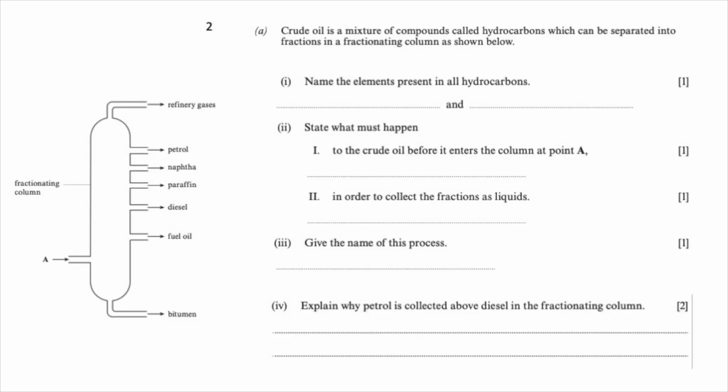So here's question 2. The question is asking you to name the elements present in all hydrocarbons. It's then asking you to state what happens to the crude oil before it enters the column at point A. It also says to state what must happen in order to collect the fractions as liquids. Give the name of this process and explain why petrol is collected above diesel in the fractionating column. Pause the video, have a go at the question, and then we'll look at the second part of this question, question 2b.